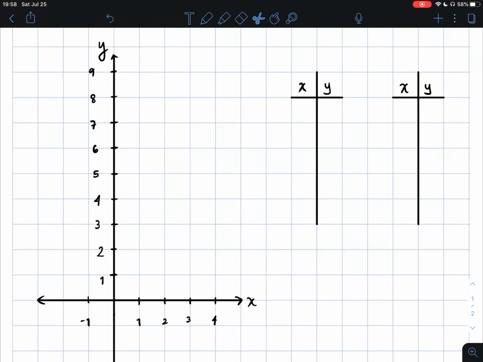In this video, let's talk a little bit about the difference between exponential and linear growth. So let's begin with something that we know to be linear. So how about y equals 2x?